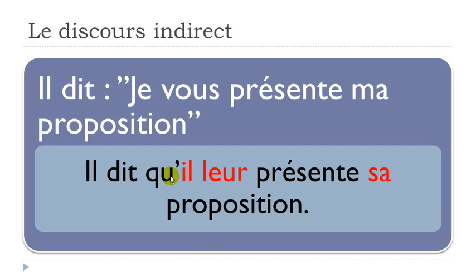Il dit qu'il, okay, we saw that. Présente sa proposition, we saw that as well. And then vous, okay, which is this pronoun, okay, pronom complément d'objet indirect, je présente à vous, okay. In that case, you will have to modify and to put that at the third person of the plural. Il leur présente sa proposition. Okay? Il dit qu'il leur présente sa proposition.